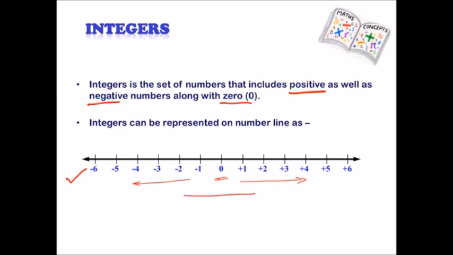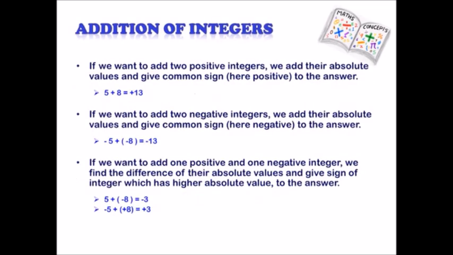Remember, as we go towards right, the value of number increases, and as we go towards left, the value of number decreases. So any negative number is less than any positive number. You take any negative number, it is smaller than any positive number. All right, let's move to rules for addition of integers.